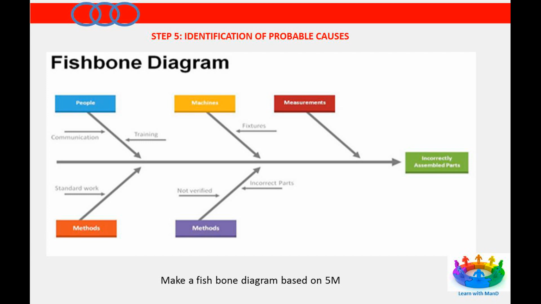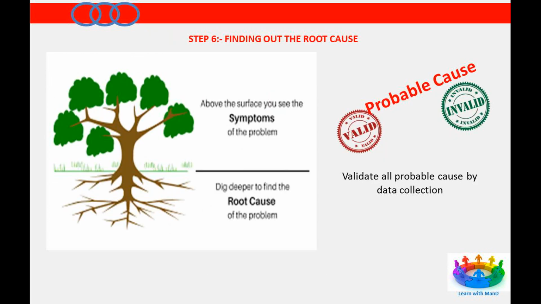In fifth step, identification of probable causes. You can make a fishbone diagram based on the 5M: man, machine, material, method, measurement. You can take environment or mother nature also, then it will become a 6M. Or you can take all the factors which are related to your unit. Sixth step is finding the root cause. This is the most important step.